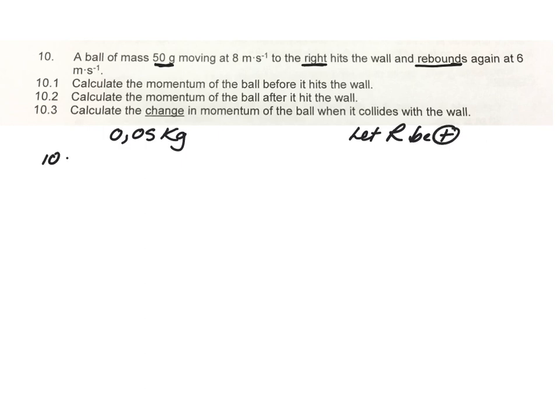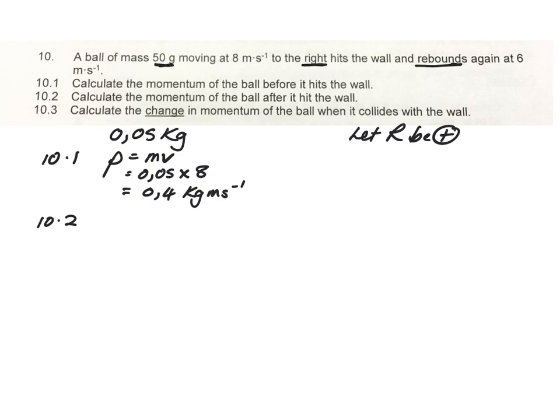So let's begin. 10.1, calculate the momentum of the ball before it hits the wall, in other words, going to the right. So say p equals m times v, mass 0.05 times by 8, and it's positive because it's to the right, and I get 0.4 kilograms meters second to the minus 1.